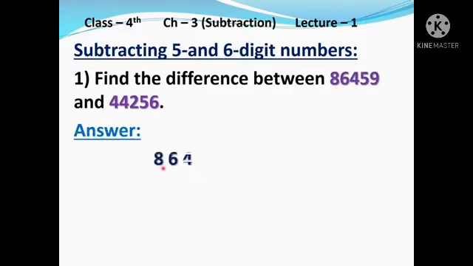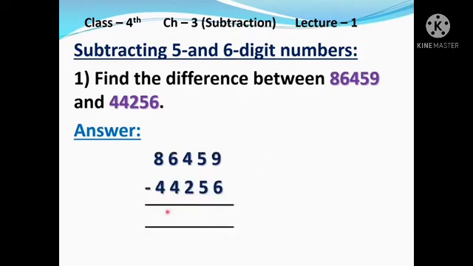So write down first number 86,459. Now write second number 44,256. Now subtract this. 9 minus 6, 3. 5 minus 5, 0. 4 minus 2, 2. 6 minus 4, 2. 8 minus 4, 4.